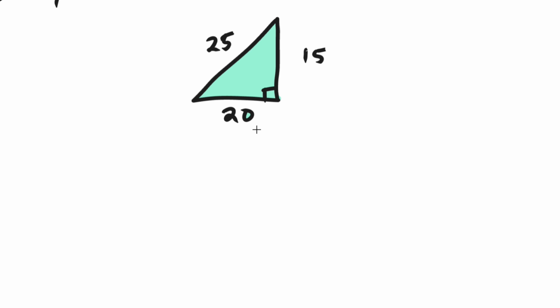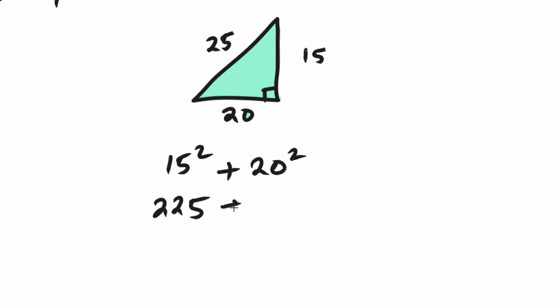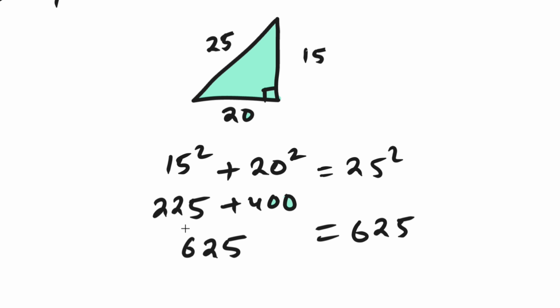This is a familiar Pythagorean triple, and we can verify it quickly. 15 squared is 225, 20 squared is 400, and their sum is 625. 25 squared is also 625, so everything checks perfectly.